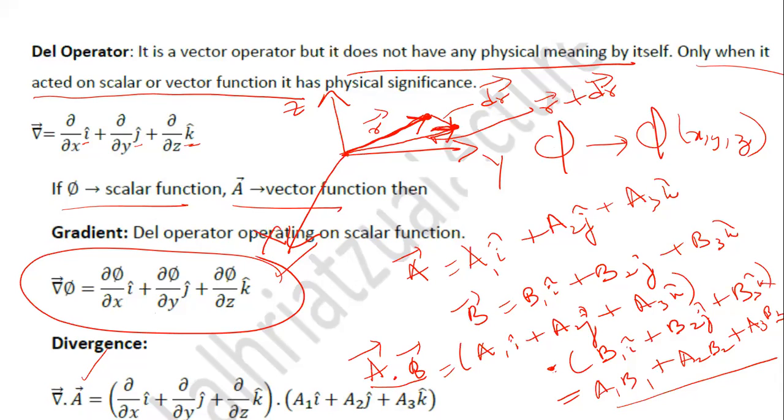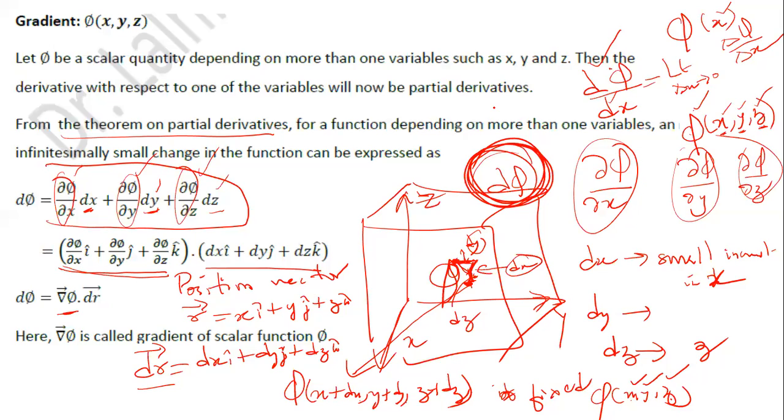So dr vector is simply the change in the position vector. The original position vector is r vector. The new position vector will be r vector plus dr vector. All right. So when you are moving in this three-dimensional space, the change in position is measured by dr, and that vector quantity is called dr vector. So you can see that any change in phi can be expressed as the gradient of phi dot product with dr vector.